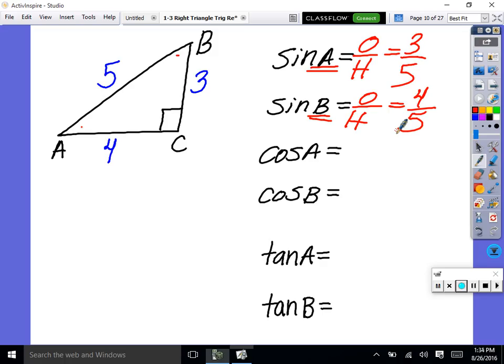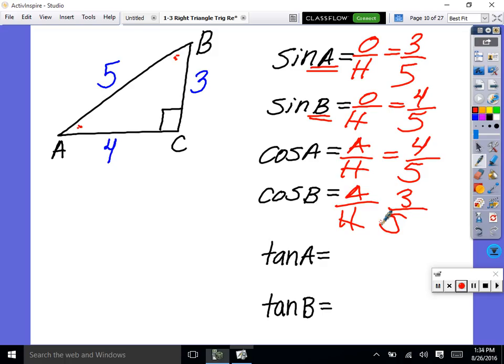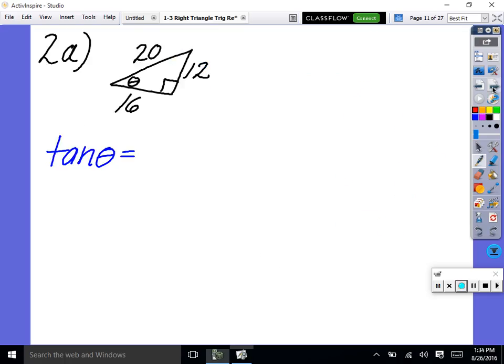And cosine of A, we go to angle A. Cosine is CAH, adjacent over hypotenuse. So adjacent would be 4 over hypotenuse, which is 5. Cosine of B, we go to angle B, and it's adjacent over hypotenuse, so that'll be 3/5. Do you guys see how to do this? Do I need to do tangent, or are we good? Right, we're just looking at and comparing trig ratios. Okay, sweet. Here we go, looking at 2A on your little paper.